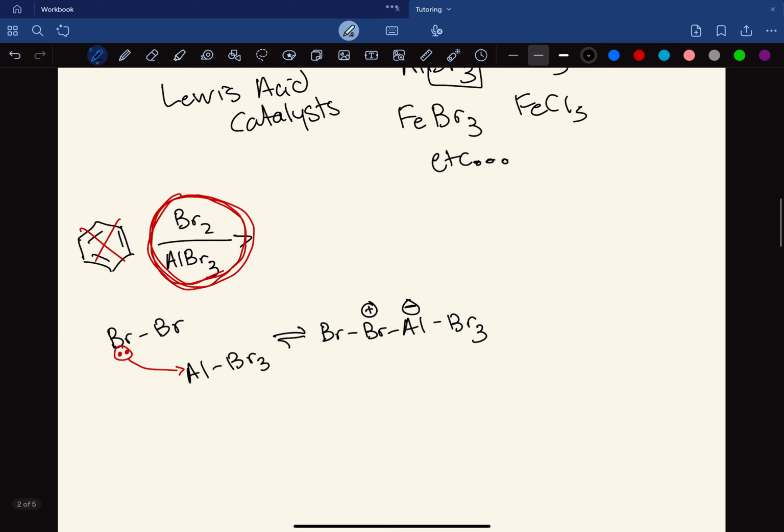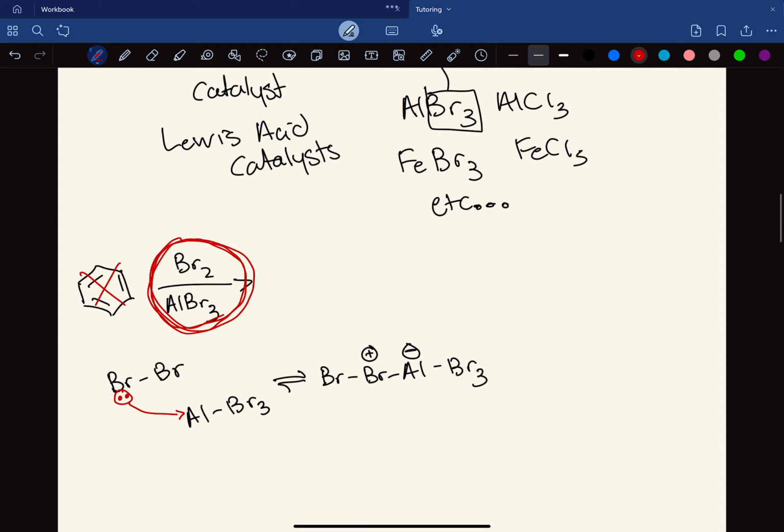So this is what our molecule looks like, and now we have our electrophile. So this is the electrophile of the reaction. And then now this is where benzene comes in.